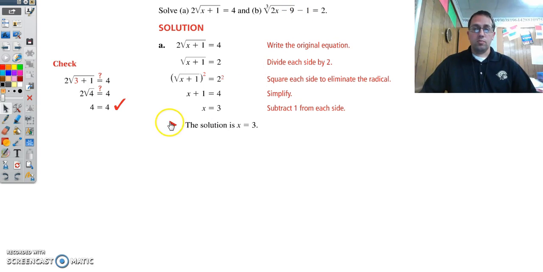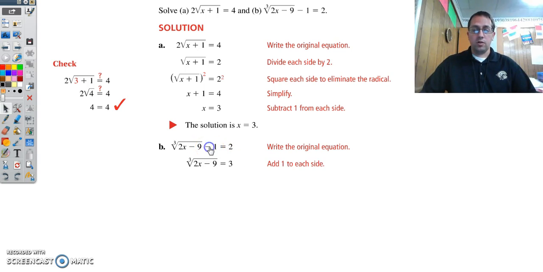All right, let's do problem B. First, just write the problem down. Now check, is our cube root all by itself on this side of the equal sign? No, it's not. It's got a minus 1. So we've got to get rid of the minus 1. One thing that's very, very important, you cannot combine the minus 1 with this minus 9. This 9 is under the radical sign. The 1 is not. They don't get combined together. So instead, what we need to do is move it over here.